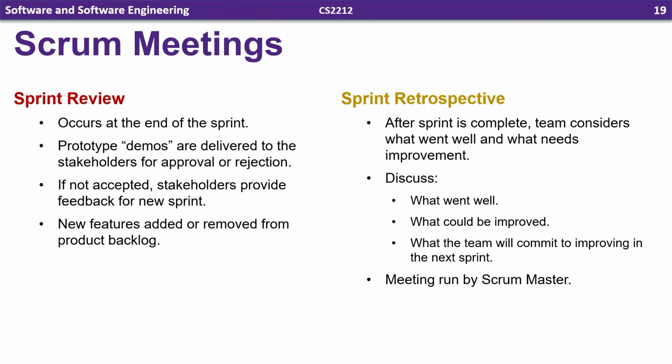So they discuss a few things like what went well, what could be improved, and what the team will commit to improving in the next sprint. This meeting is run by the Scrum Master, and they would take that feedback and try to use it to develop the process better for the next sprint. So not only are we developing software, and hopefully that software is getting better, we're also developing the processes and procedures that the team and organization uses as we're going. So hopefully we're making good software, and we're also making our whole process for making that software better as we go.